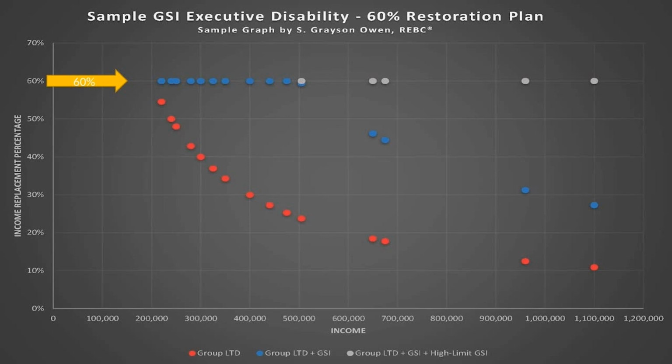In this case study, the use of group long-term disability or group LTD in combination with individual DI and high limit DI help all of the employees obtain an equal 60% income replacement in the event of a covered disability.